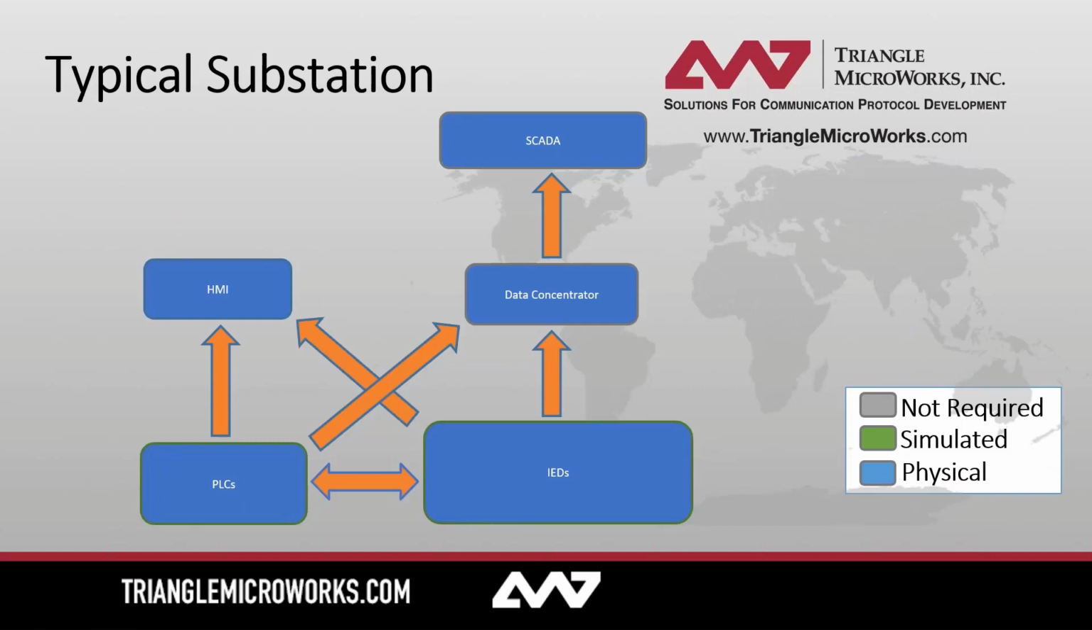This diagram illustrates the typical communication paths in a generic substation containing IEDs, potential PLCs, an internal HMI, a data concentrator, and your SCADA system. We will use this diagram to illustrate how DTM can automatically test each of these devices by simulating the other devices around it. The color of the box determines whether the device is simulated in DTM or the device is under test. A gray box indicates that the device is not required for this test scenario.